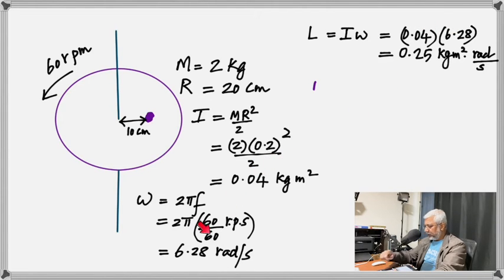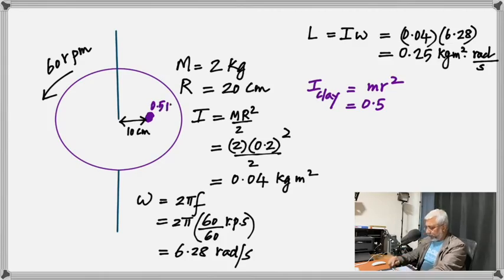I and omega. Now let me find the rotational inertia of the lump of clay. What's the formula for that? It's only mr squared because it's a particle. So you do that. I'm assuming the mass of that clay to be 0.5. Okay. At 10 centimeters, 0.1.